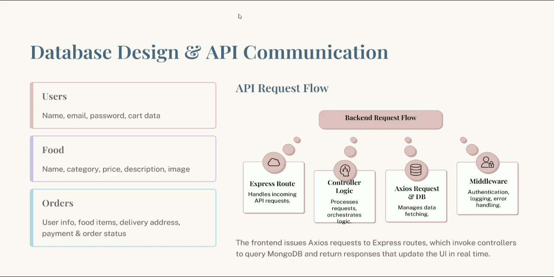This slide explains how different components of the application communicate with each other. When a user performs an action such as logging in or adding an item to the cart, the React frontend sends an HTTP request using Axios. The Express server receives the request and forwards it to the appropriate controller. The controller processes the request, interacts with MongoDB if necessary, and sends a response back to the frontend. Finally, the user interface updates according to the received response. This API-based communication makes the application modular, efficient, and easy to maintain.